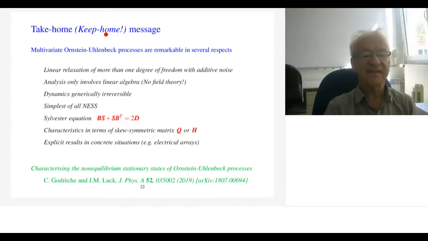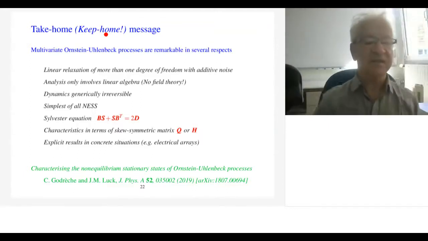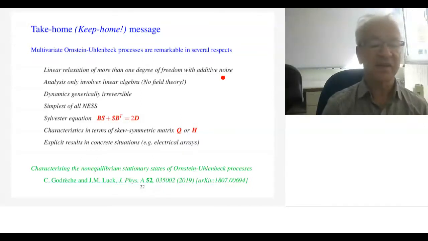Multivariate Ornstein-Uhlenbeck processes are remarkable in several respects. I hope to have convinced you that they have some general interest. First, they are fairly ubiquitous because they just describe linear relaxation of more than one degree of freedom with additive noise. The linear relaxation can just be obtained by thinking you are linearizing around a stable fixed point of a more complicated nonlinear system. Their main interest is that their analysis only involves linear algebra. No field theory needed here, at least in the finite dimensional case.